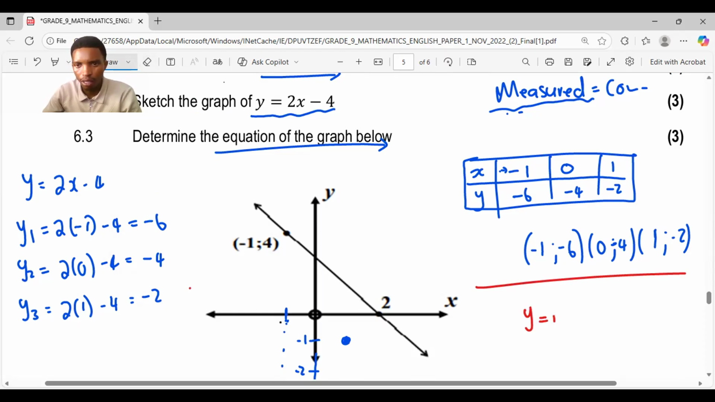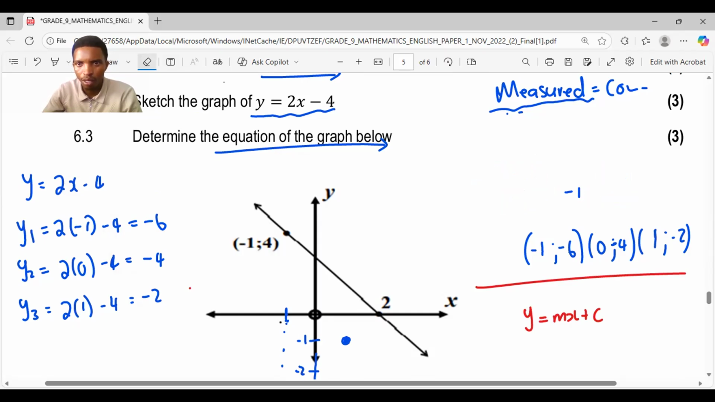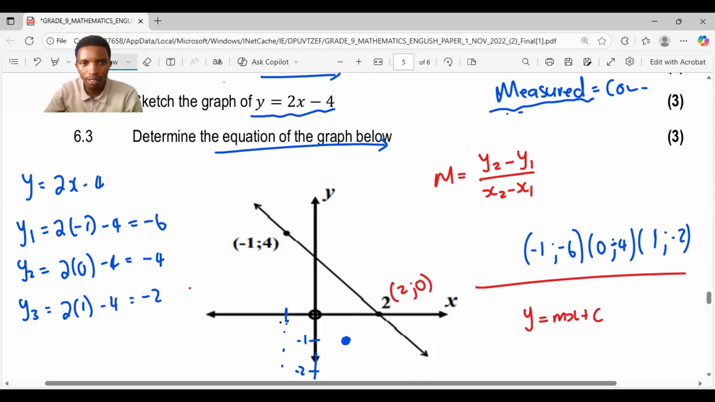mx plus c. We find m by saying m is equals to y2 minus y1 over x2 minus x1. This is your gradient formula. You decide. This coordinate here for us, it is 2 and 0. So let's say this is y2, this is y1, x2, and x1.